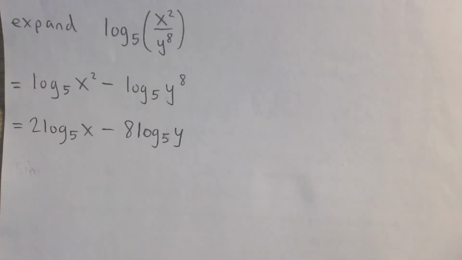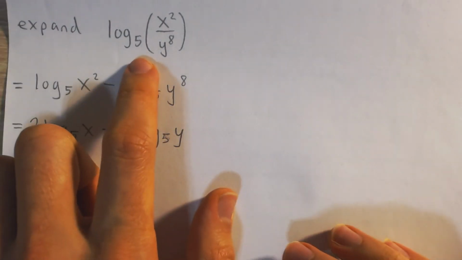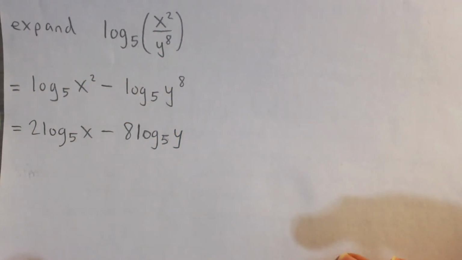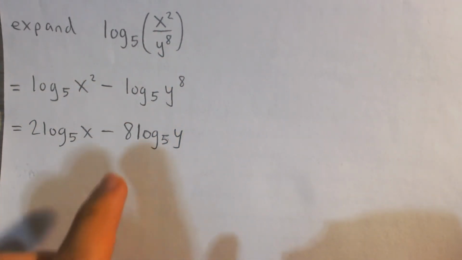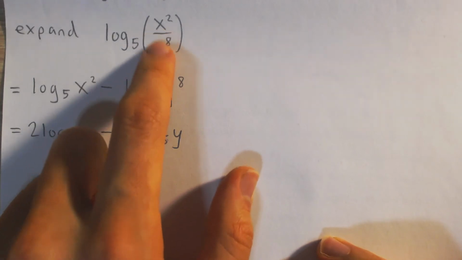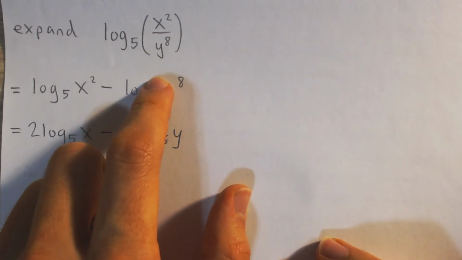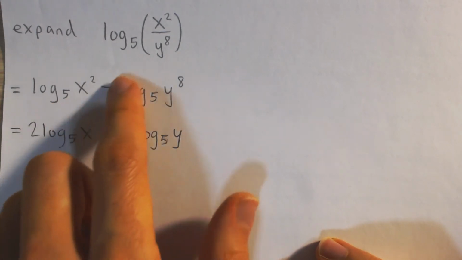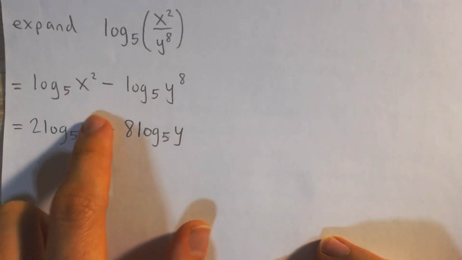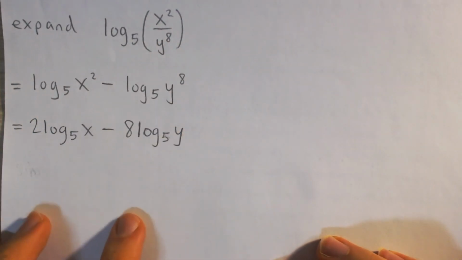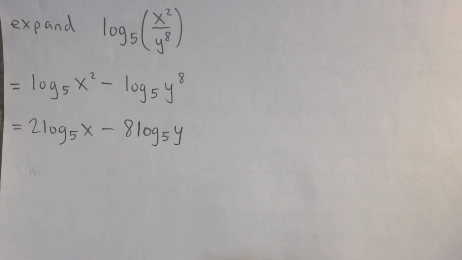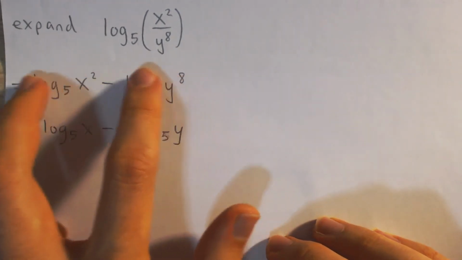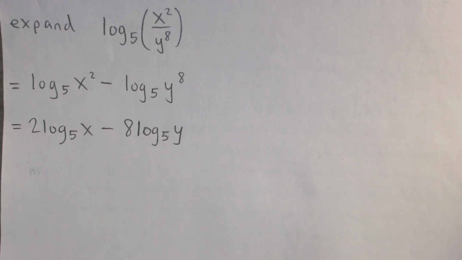Here's another example that just has a couple of variables. We have log base 5 of x squared over y to the 8. Again, how we do this is we recognize that it's the quotient of two things, and so we can write that as the difference of their logs. So in other words, it's log base 5 of the numerator, x squared, minus log base 5 of the denominator, y to the 8. And then to simplify it a bit further, we can use the power law to bring those exponents into the front as coefficients.